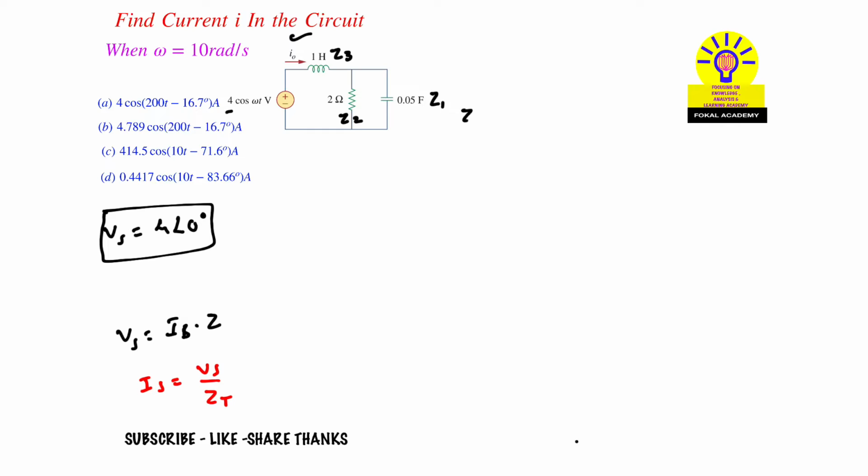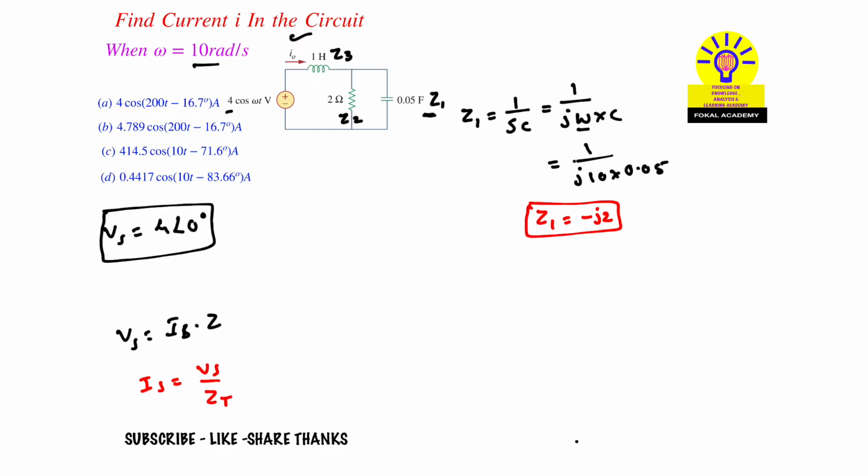So Z1 impedance: Z1 is a capacitor. For a capacitor the impedance is 1 by sC, that's equal to 1 by j omega C. So that is 1 by j times omega, which is given as 10, times C, which is given as 0.05. By simplifying this, we will get Z1 equal to minus j2.